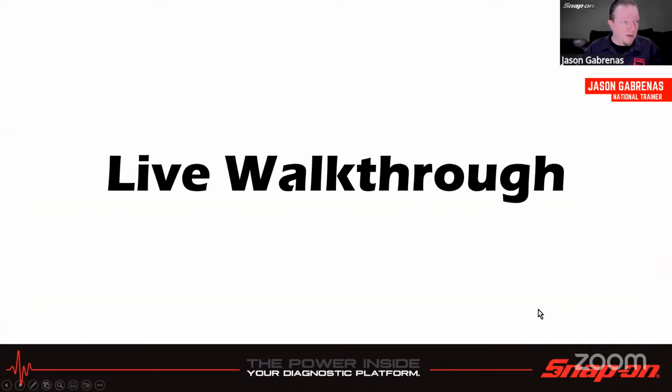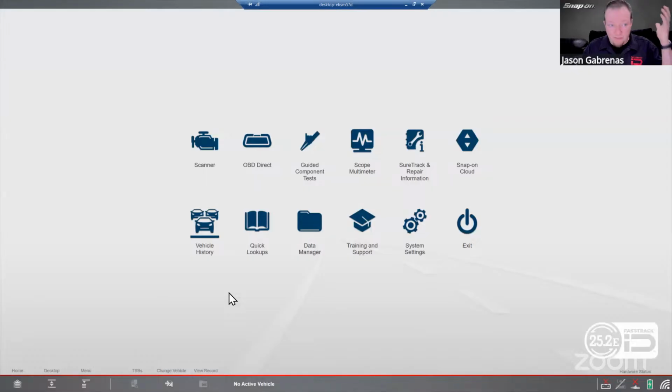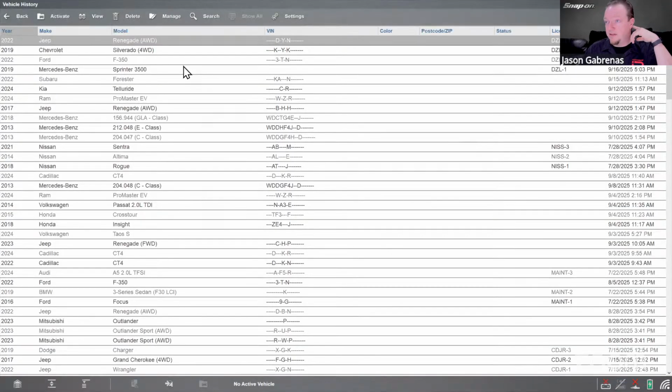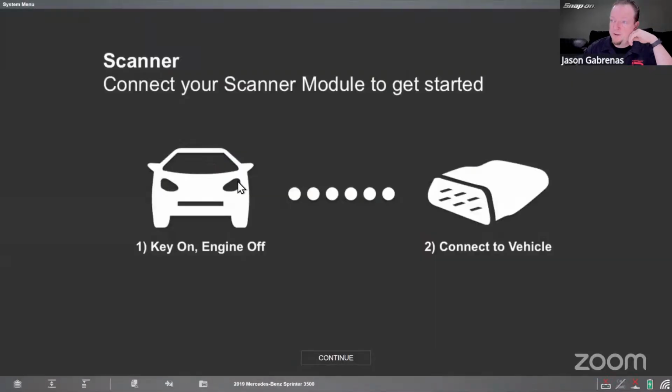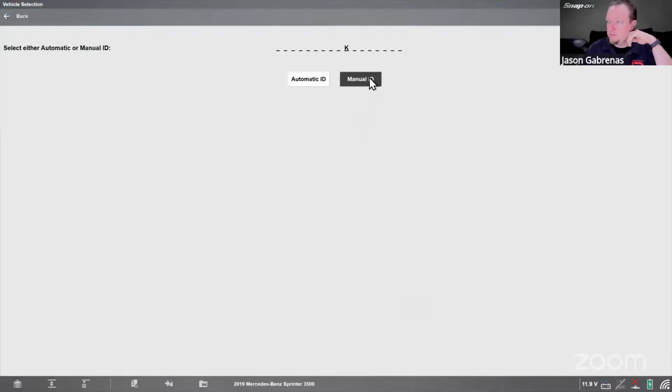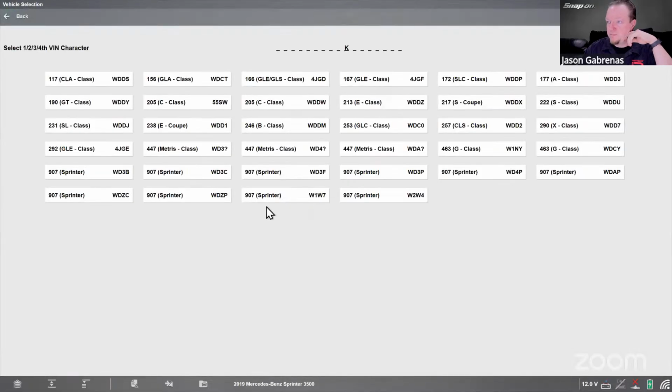All right, let's go live and take a look at a couple different vehicles, some examples of stuff that I might need in order to diagnose and work on these emission systems. So first one, we'll go to the Mercedes Sprinter. Very common to have a diesel engine, especially the 1 ton. So Sprinter, first one.